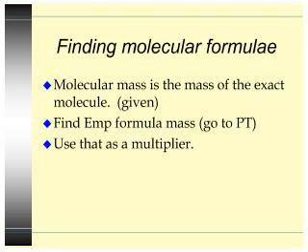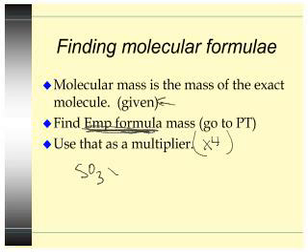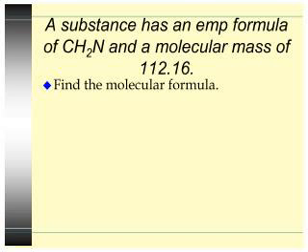Finding a molecular formula. Molecular mass is the mass of the exact molecule. That's given. That's almost always given, and I'm going to say it's always given. Find the empirical formula mass by going to the periodic table. You may first need to find the empirical formula from all the stuff we just did. Use that as a multiplier, which seems weird right now. But let's say for an example, my empirical formula is SO3. And then I do the math and figure out my multiplier is 4. So SO3 times 4 would be S4O12. So it looks like you're multiplying it. Looking at that, it'll make more sense as well.